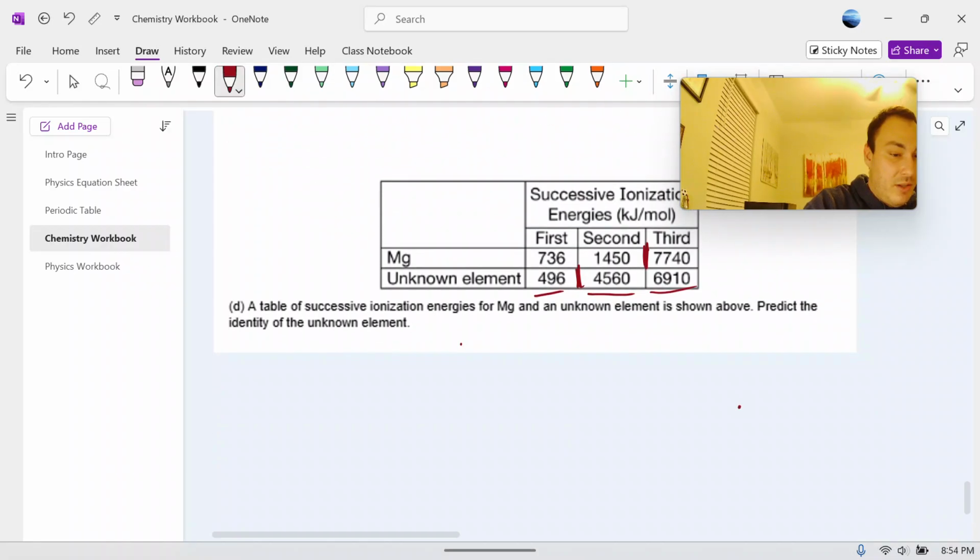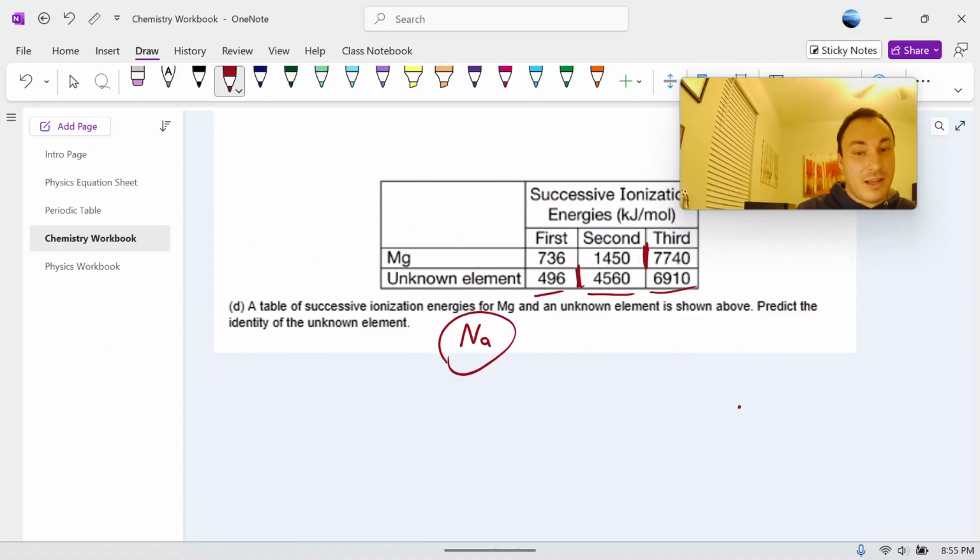The answer is sodium. We do not have to justify our reasoning here. Notice how it doesn't say explain or justify. So we're not going to justify. We can only hurt ourselves if we explain or justify when we're not asked to. You can't help your case. They're just looking for this.